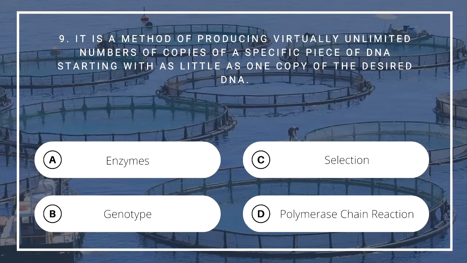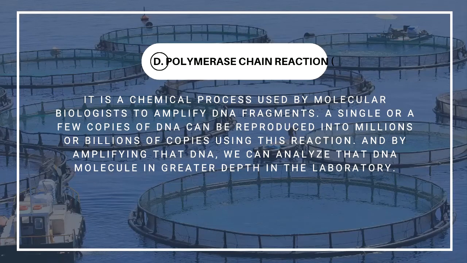C. Selection. D. Polymerase chain reaction or PCR. Answer: D. Polymerase chain reaction or PCR. It is a chemical process used by molecular biologists to amplify DNA fragments. A single or a few copies of DNA can be reproduced into millions or billions of copies using this reaction. And by amplifying that DNA, we can analyze that DNA molecule in greater depth in the laboratory.